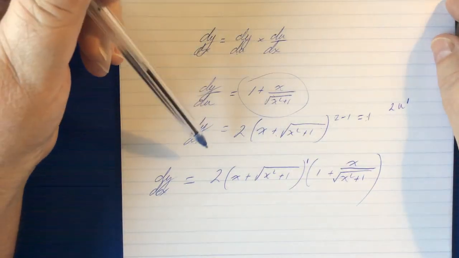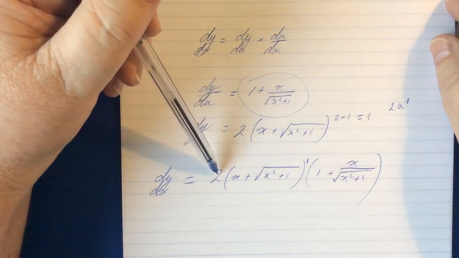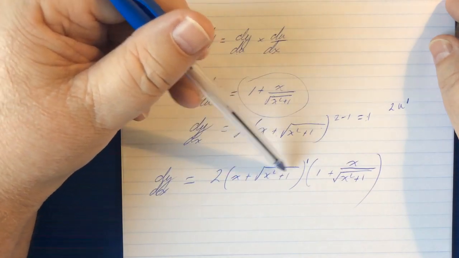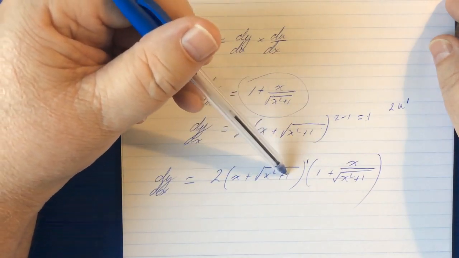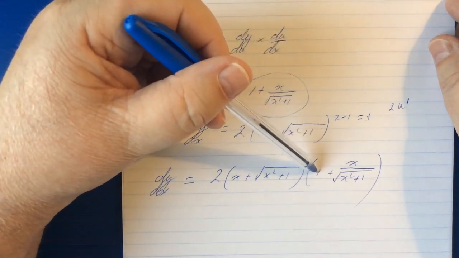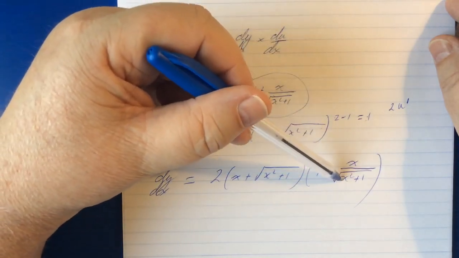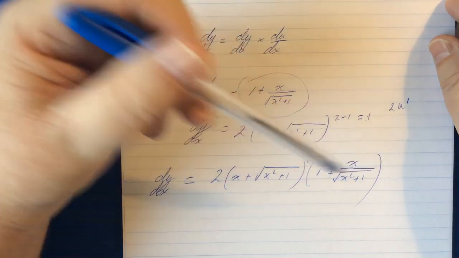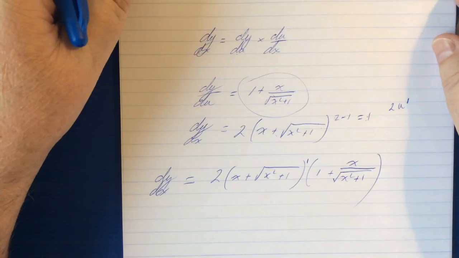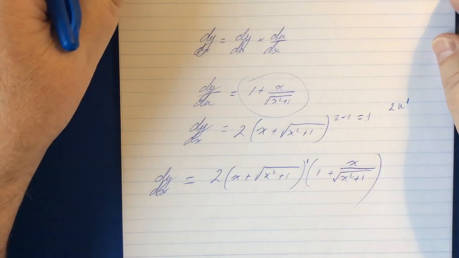Okay, so here is what it is. It is 2 into x plus the square root of x squared plus 1 to the power of 1, you can just ignore that, times 1 plus x over root x squared plus 1. That is the derivative of the function that we started out with.